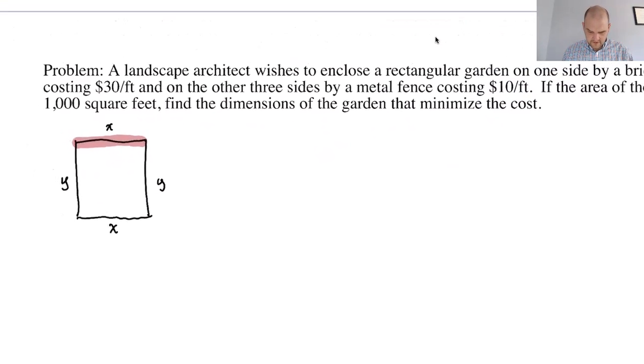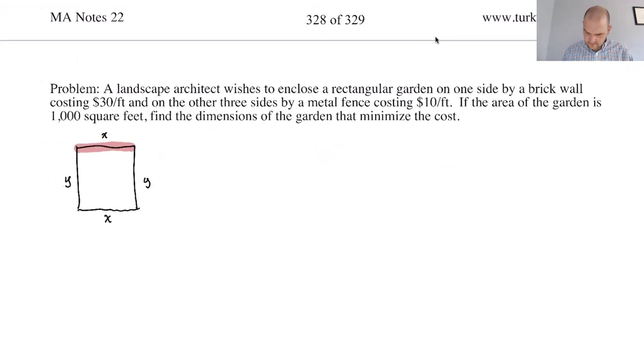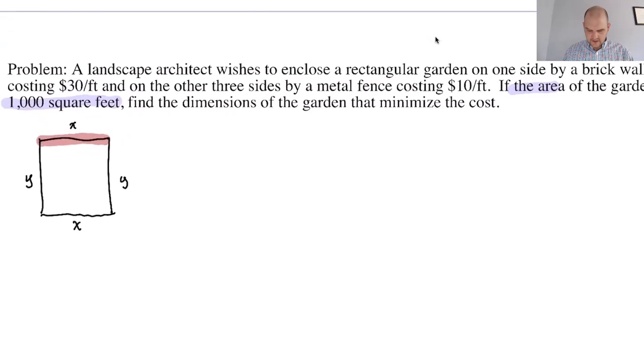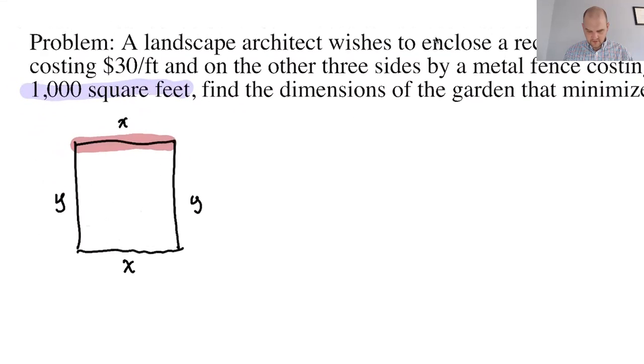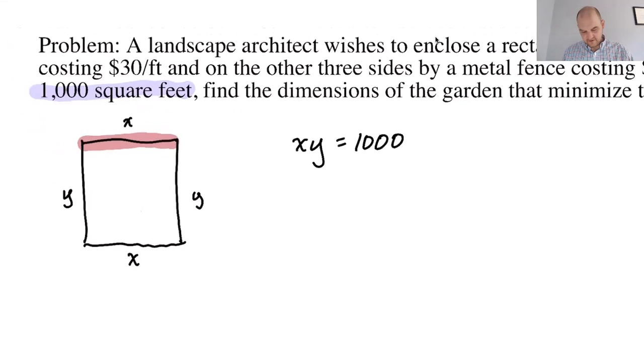So what do we have here? We're told the area of the garden is 1,000 square feet. So that's fixed, and that is probably going to be our helper equation. The area of this garden would be X times Y, and that has to be 1,000. That's easy to solve for X, it's easy to solve for Y, so let's just save it and see which one is the most convenient, if either.